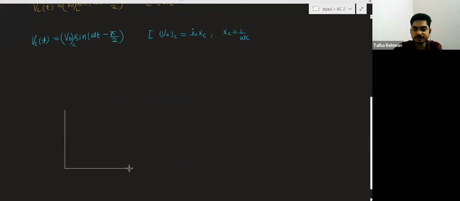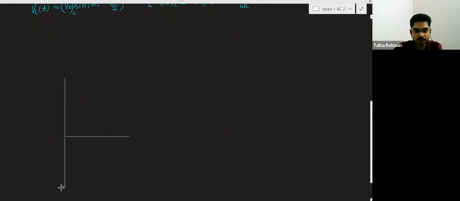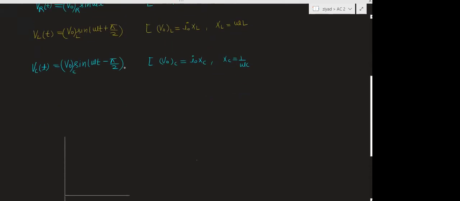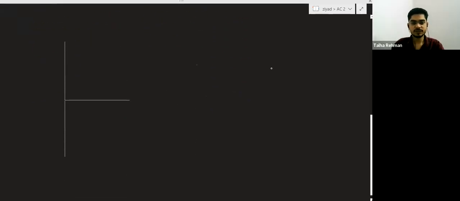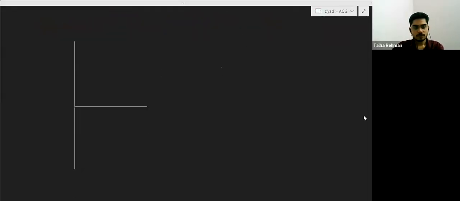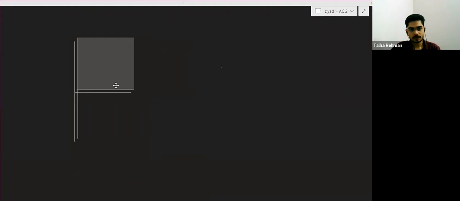This phasor diagram is very, very important. Okay, I have drawn this. Now, just a minute. Actually, this cursor sometimes does not work.